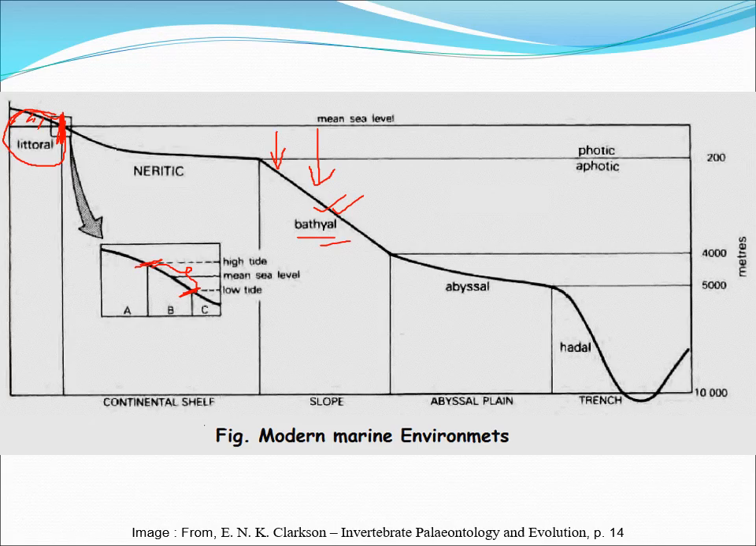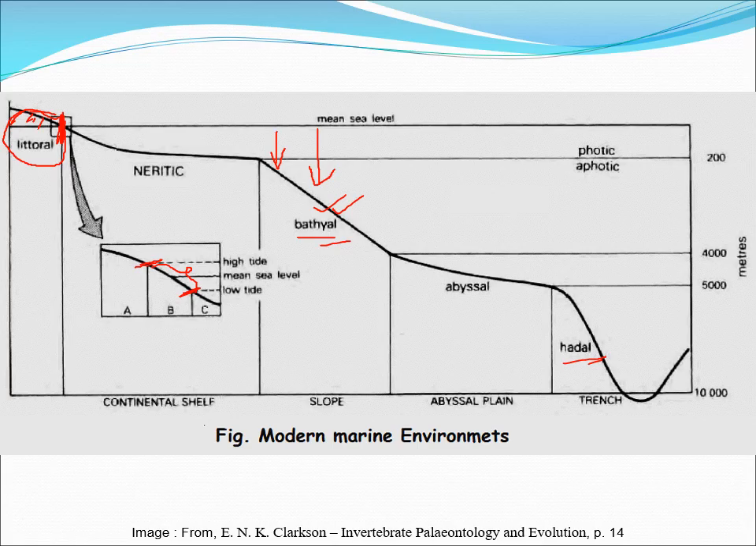And below that abyssal zone, all the trenches and deeper parts of the oceans occur, and that can go up to 10,000 or 11,000 meters also. And this is known as the hadal zone. So these are the four zones, or rather five zones, found in an ocean column.